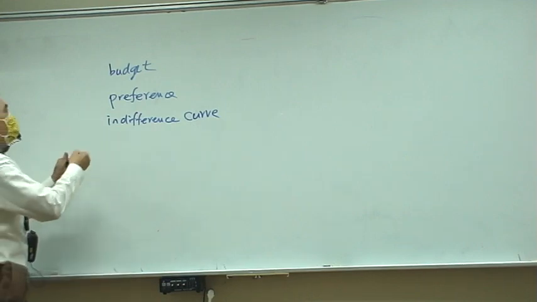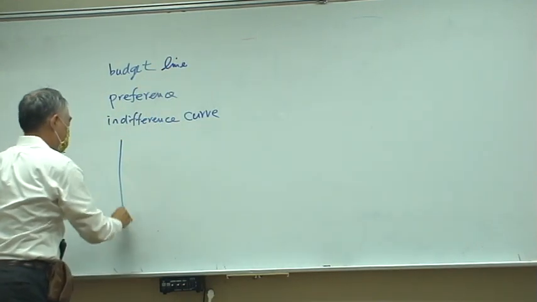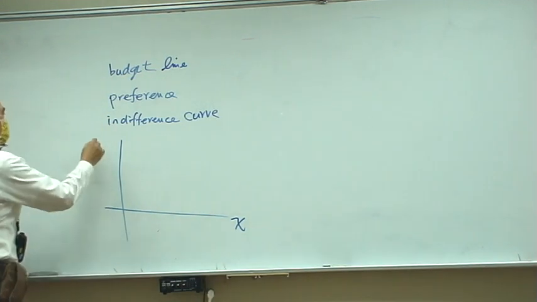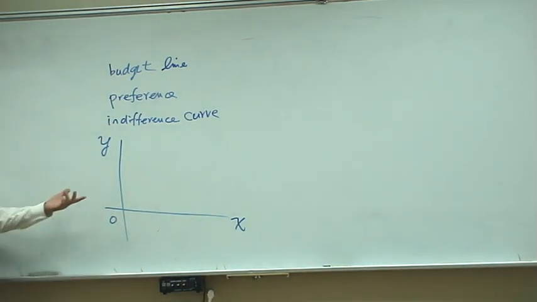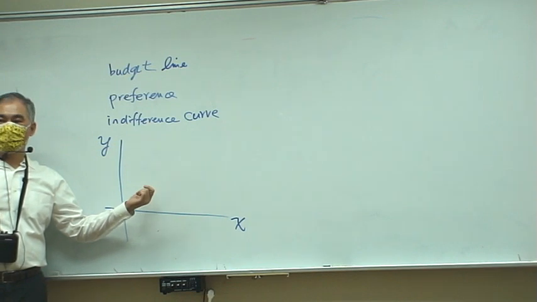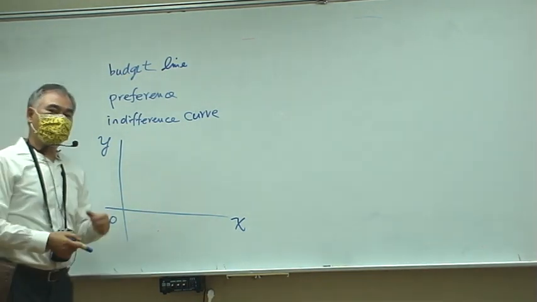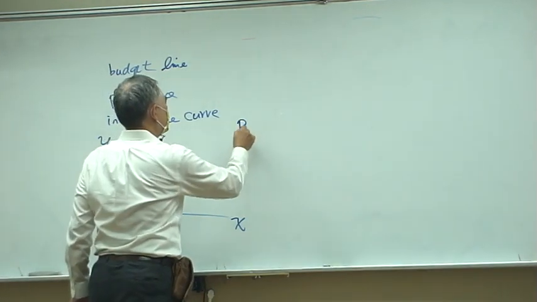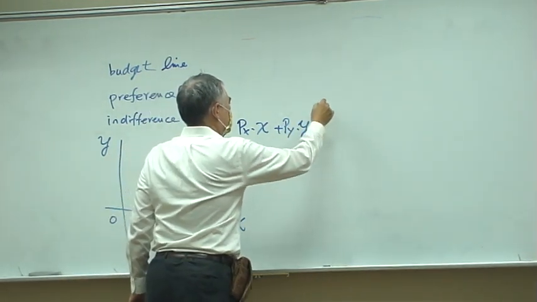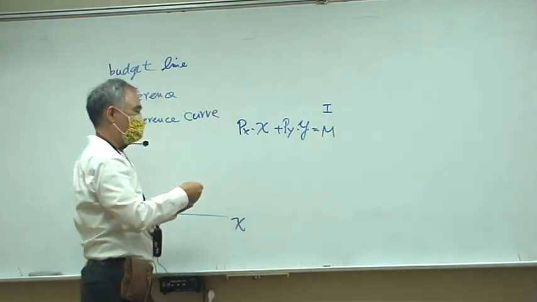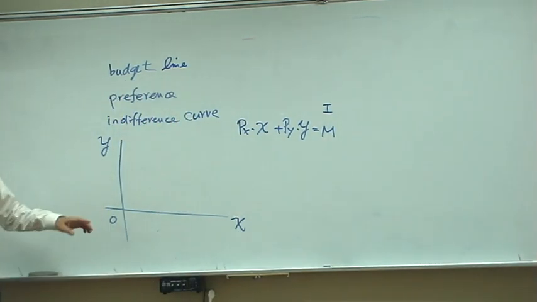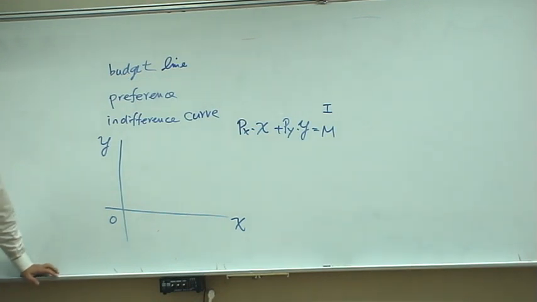Okay, budget line. Of course, we have so many goods you can consume, right? So we assume you have goods X and goods Y. This is something you are quite familiar with from junior high mathematics classes. If we put it down, it looks like this: Px times X plus Py times Y is equal to I, or sometimes we use M. I is your income, and M also means your income. I think the book uses M.